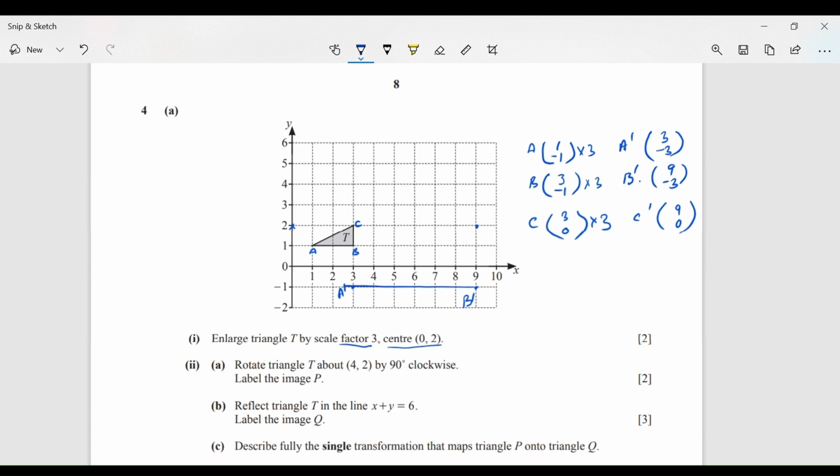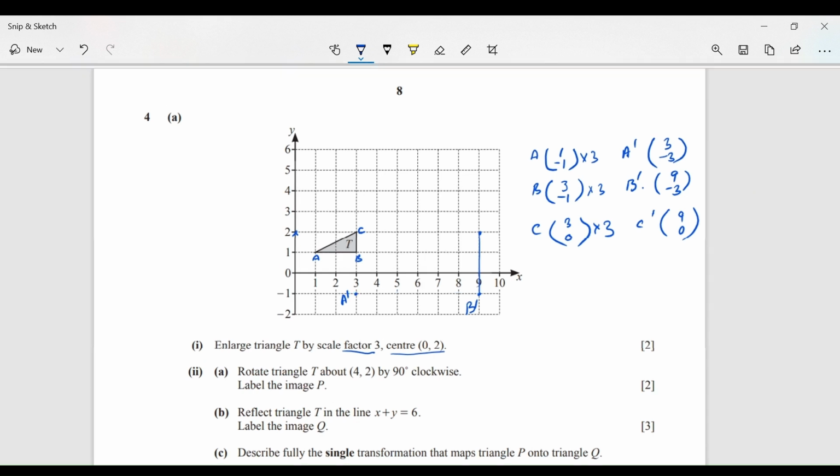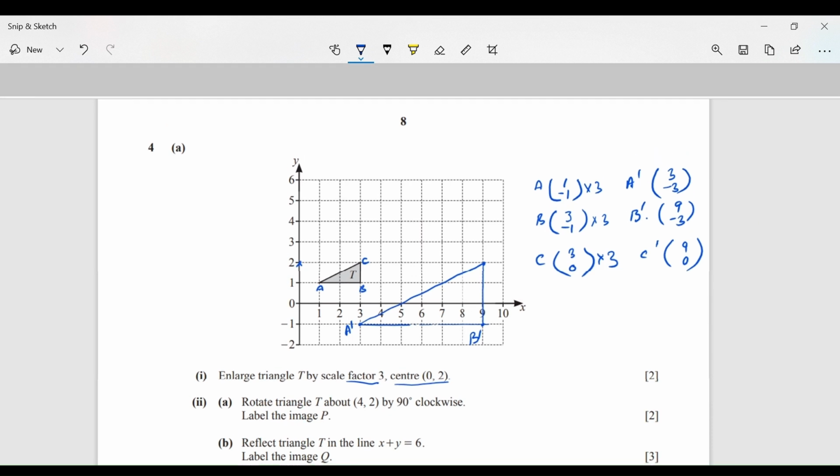And we will join A to C. This will be C, this will be C prime, and take this as T prime.